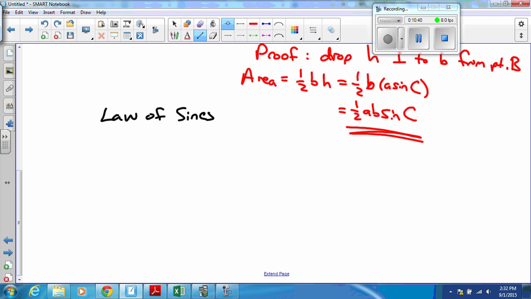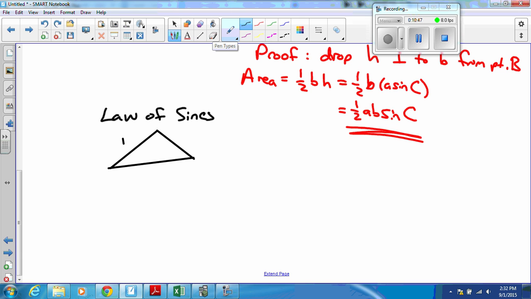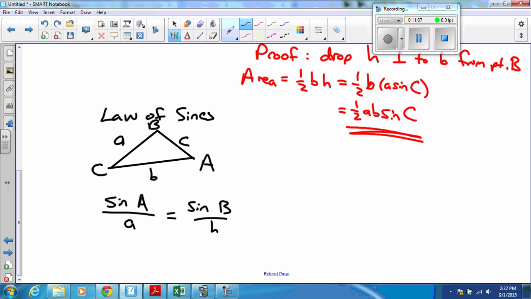The law of sines is also going to take a random triangle. And we're going to want the sides a, b, and c, and the corresponding angles opposite them, capital A, capital B, and capital C. And now I claim that the sine of angle A divided by the length of a is equal to the sine of angle B divided by the length of b is equal to the sine of angle C divided by the length of c.